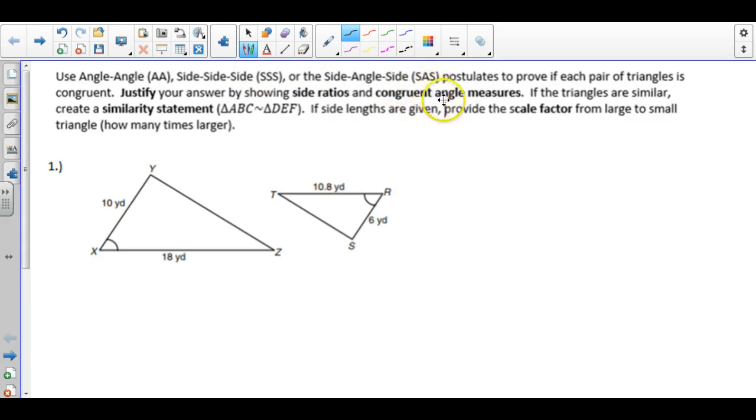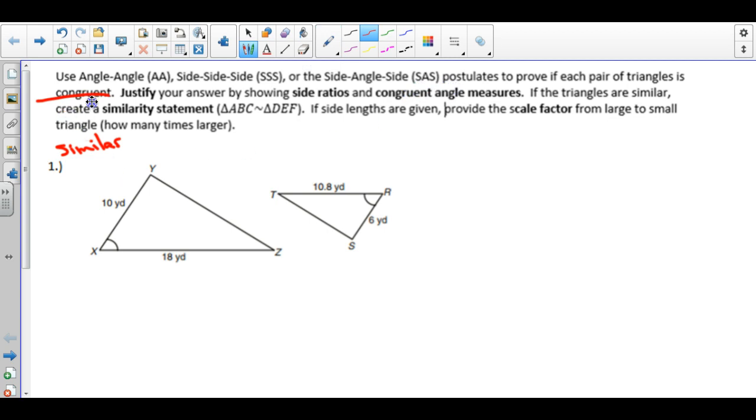And we're going to use those postulates basically to prove that in each of these three problems each pair of triangles is similar. That should not say congruent, that should say similar. Change that on your directions, please. So as we reviewed, angles can be congruent between similar triangles, but the sides would be proportional, not necessarily congruent. So what we're going to do here then is justify our answer by showing side ratios, which is where I divide out the sides that are corresponding to each other, and we can write out all the congruent angle measures.